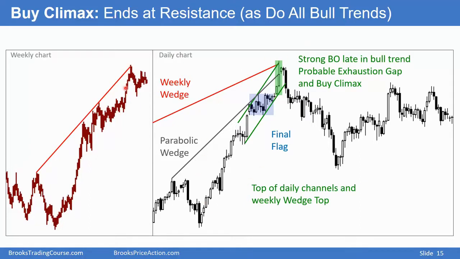And there's a wedge here, which is this line, parabolic wedge. But there's also this line, which is this line here. So not only is there a parabolic wedge on the daily chart, I do not have it drawn in, but it would be up here. There's a much larger wedge on the weekly chart. Again, another reason why this is resistance.